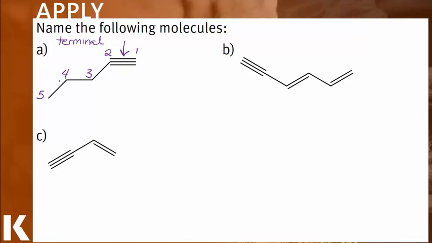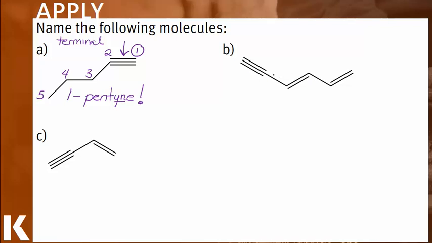Here we have 5 carbons in our parent chain, so this would be a pent. And because of that triple bond, we use YN instead of AN as the infix. And then lastly, we have to denote where on that molecule that triple bond is located. And here it's on carbon 1. So this would be a 1-pentyne.